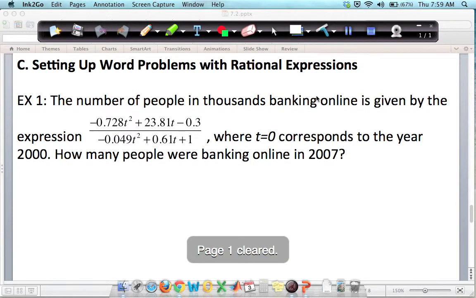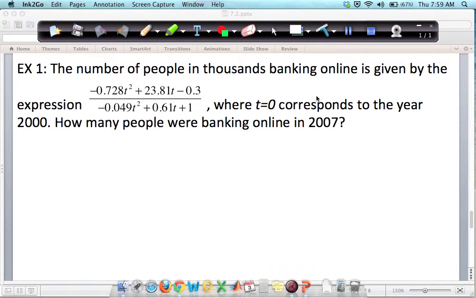Okay, so let's look at a word problem with a rational expression. It says the number of people in thousands banking online is given by this expression where t equals 0 corresponds to the year 2000. How many people were banking online in 2007? So 2007 basically means you're 7 years after 2000. So in this case, t is going to be 7. So you're just going to rewrite this expression, but instead of t squared, we're going to put 7 squared. We're just going to plug in 7 for t.